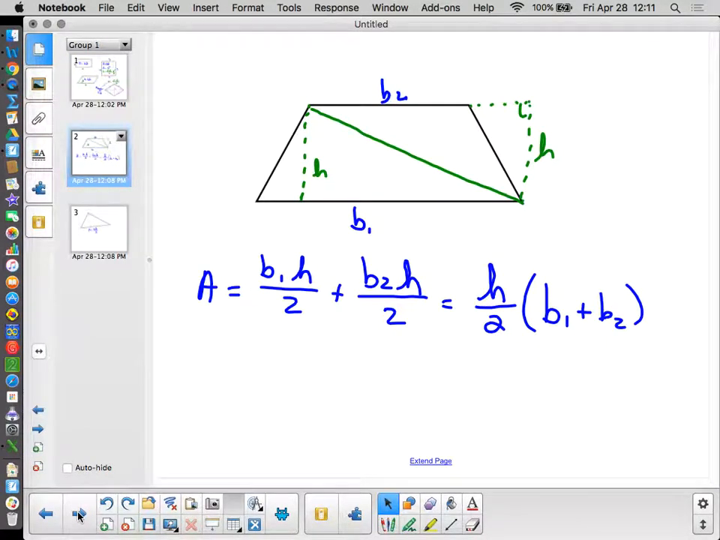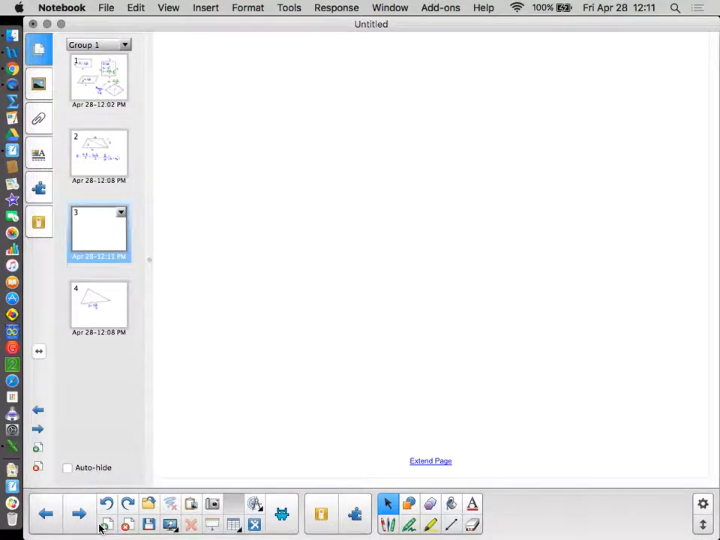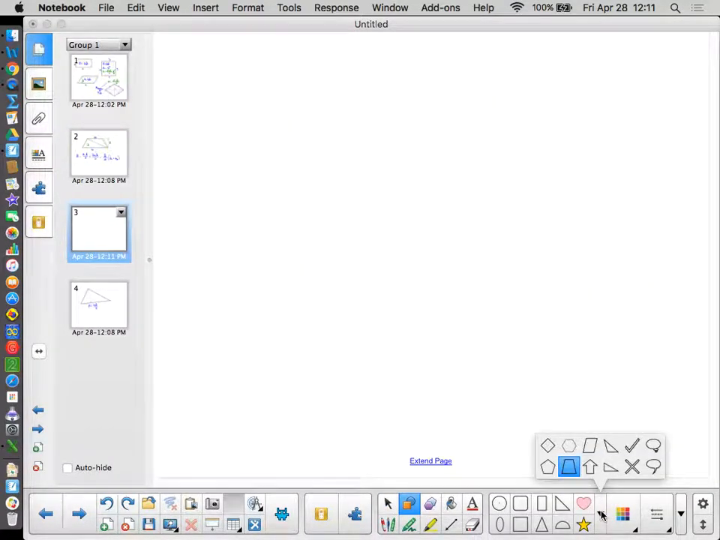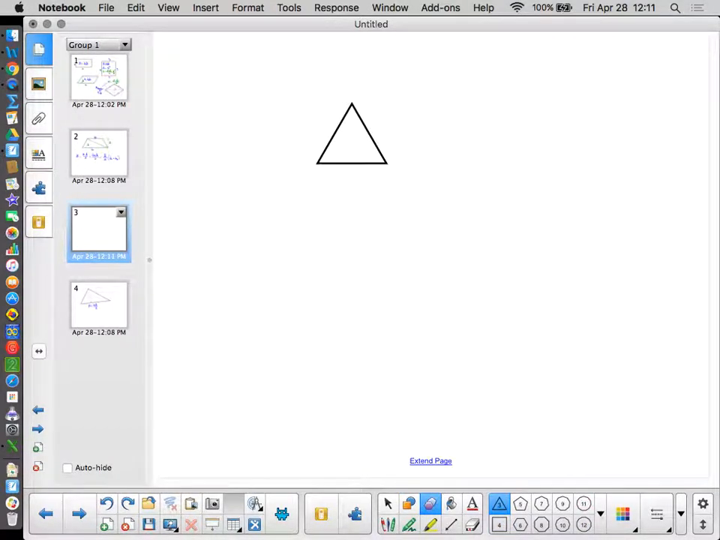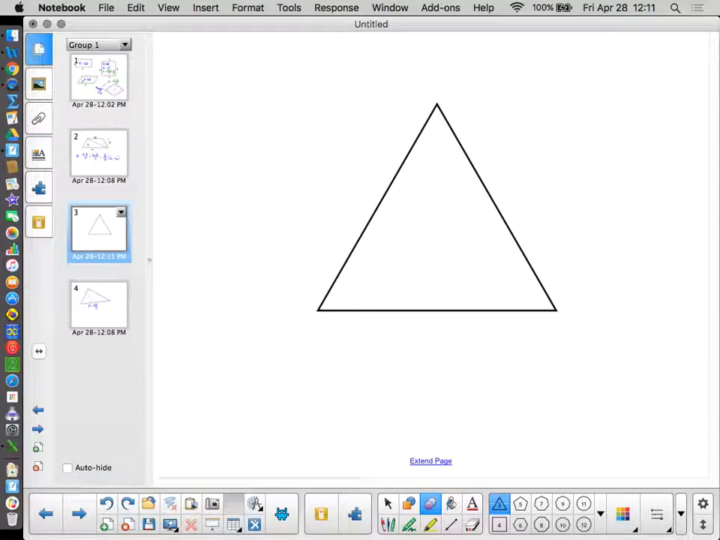The last polygon we want to talk about is a special one, the equilateral triangle. Now, equilateral triangles get their own special formula. We could use base times height divided by 2, of course, right? But there's a shortcut formula that can really save us some time with equilateral triangles.